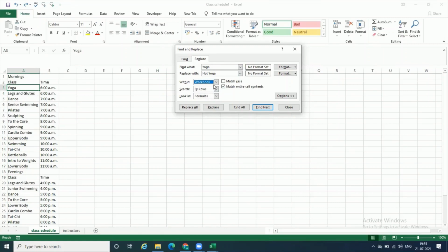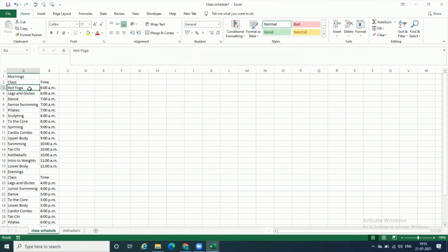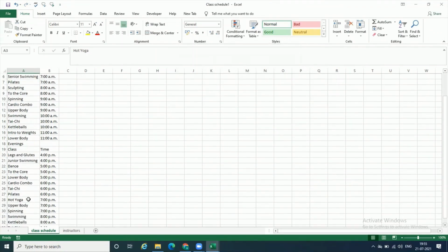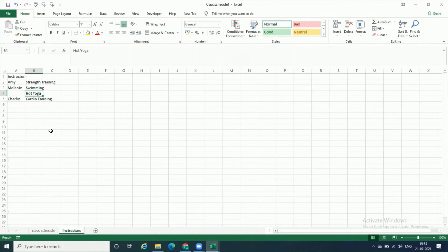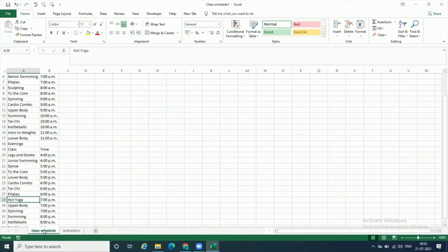When I do these options, now watch how well it works when I do replace all. He says he made 2 replacements. Okay. So yoga became hot yoga. Hot yoga stayed as hot yoga. It did not change. And the yoga in the next sheet, instructors, has also got changed to hot yoga. This is the correct way of using find and replace.